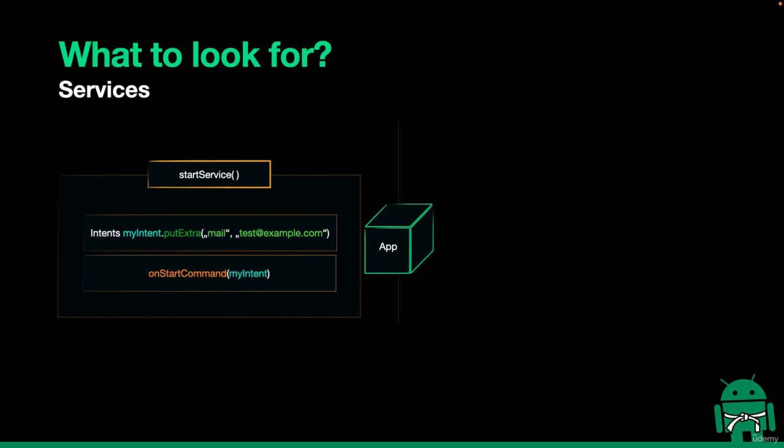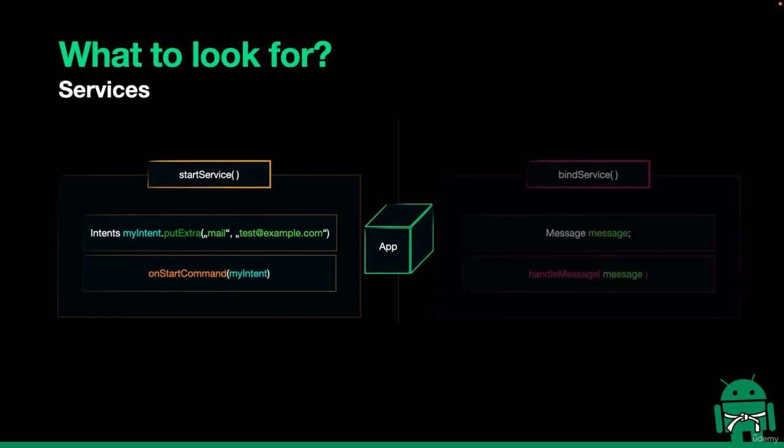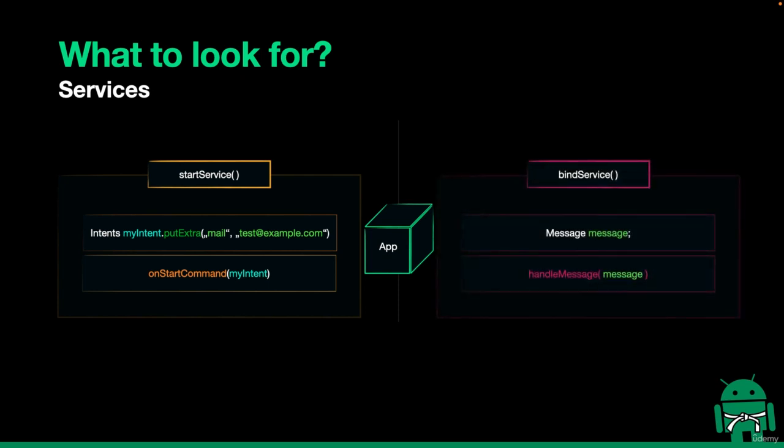Alrighty? Okay. Regarding bind services, it's a little bit more tricky because there we are having a different object. We are having a message object and we have to figure out what is happening with this message object. But I mean, the approach is pretty identical. On the left, we are dealing with intents, and on the right, we are dealing with a message object.